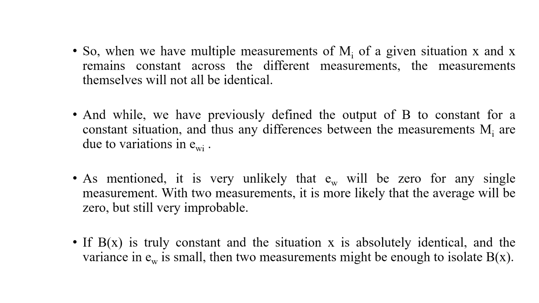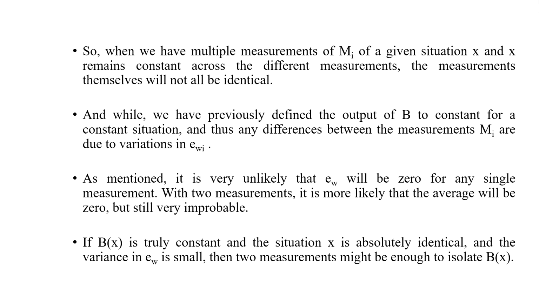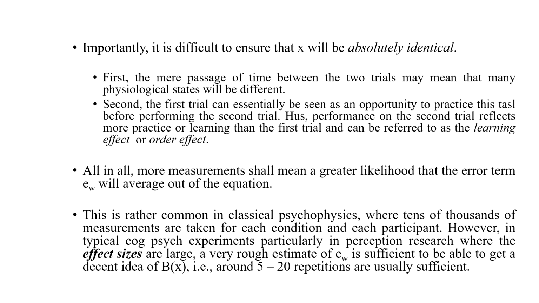Okay. So, with two measurements, let us say you have two trials, trial number 1 and trial number 20, it is more likely that the average will be close to 0, but this is again still very improbable, it will reduce. If B of x is actually constant and the situation x is absolutely identical, then this variance will be small, and then the two measurements might be enough to isolate the actual mental process that we are after. So, that is basically the idea in these repeated measurements.